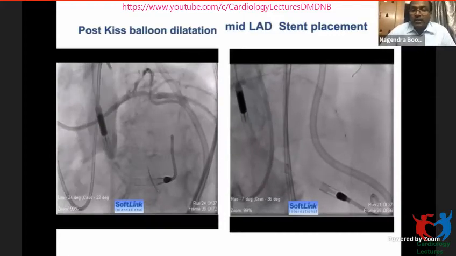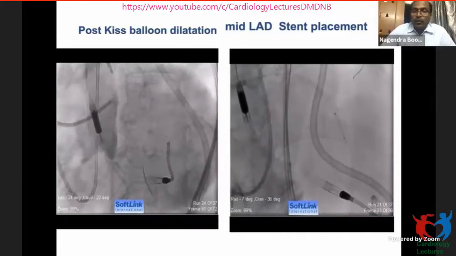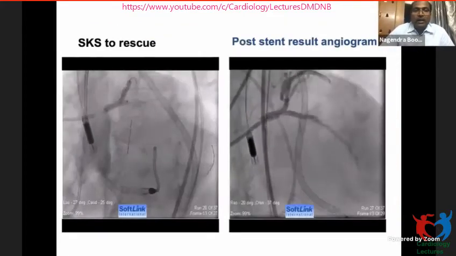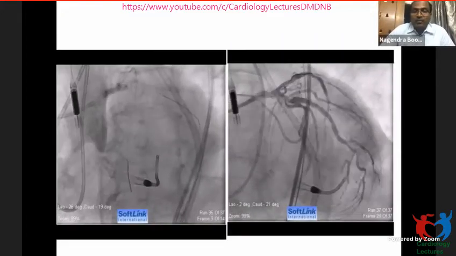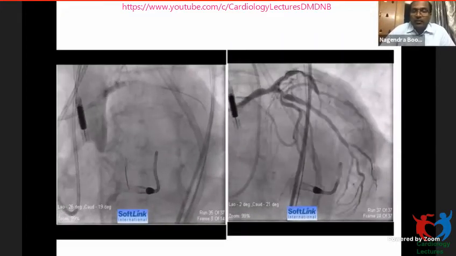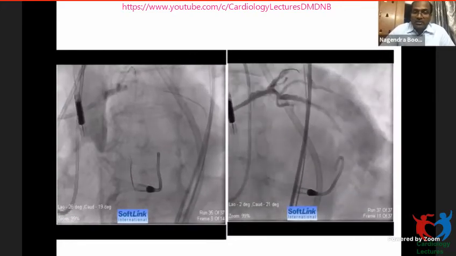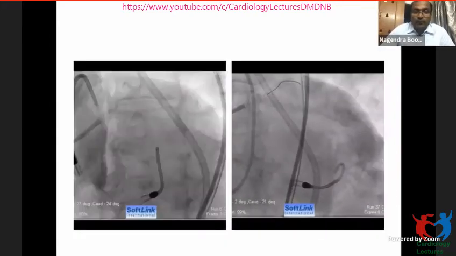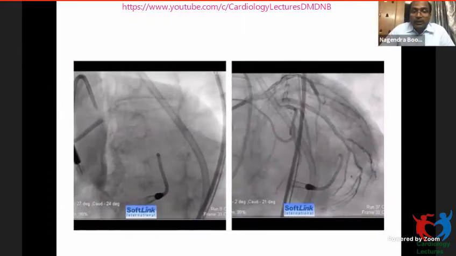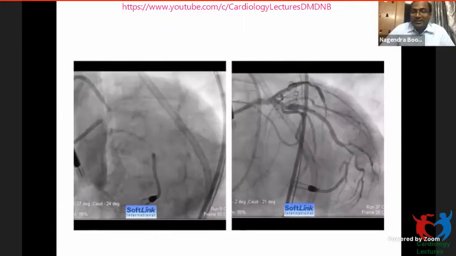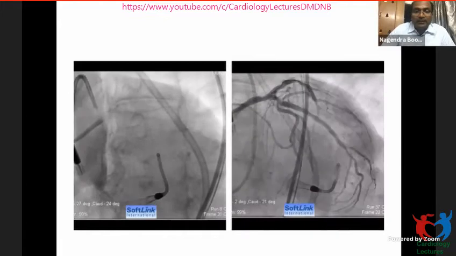Otherwise, routine PCI with ballooning and stenting was done, and we ended up doing an SKS stenting for this patient. Since he was 88, we didn't want to proceed with any types of crushing. It was done way back 5 years ago. So we started up like this, and we were able to create a decent result. Then we ended up with the result like that.